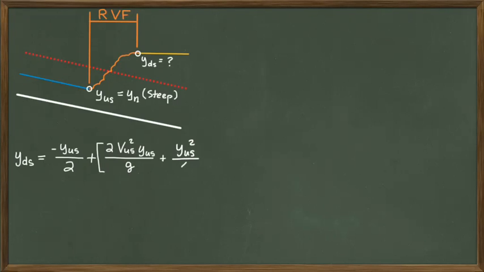In order to use this formula, all we need to calculate further is the flow velocity. The flow velocity is simply the flow rate Q divided by the flow area in the channel. And you can find the flow area using the upstream flow depth and the shape of the open channel.